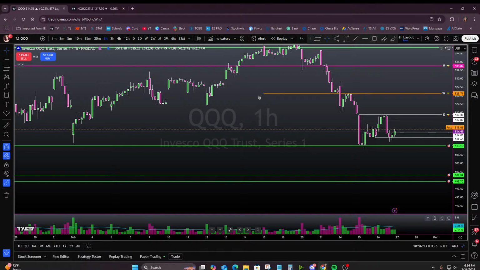I talked about the NQ inside bar already, but we want it to go down, 212 down.